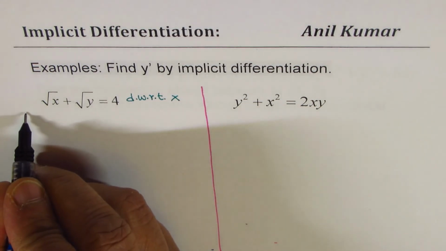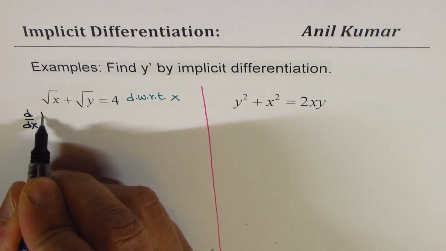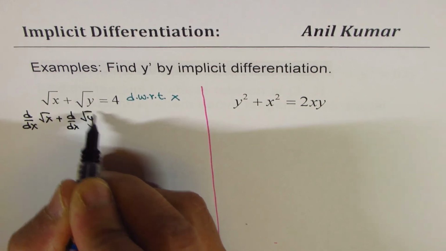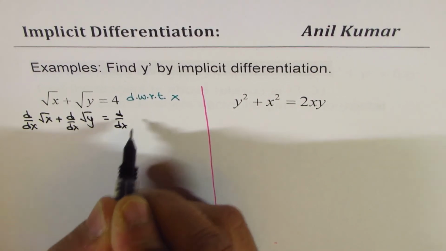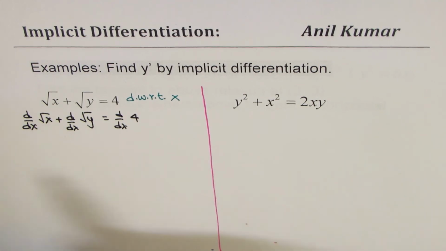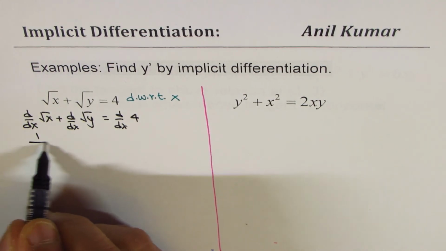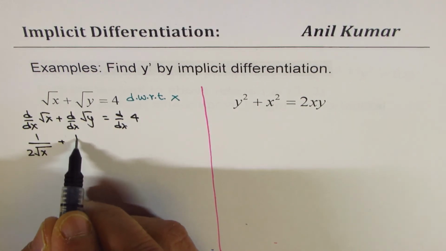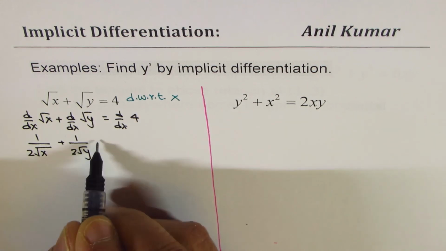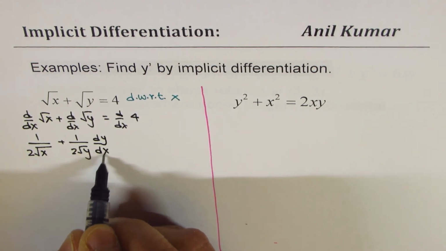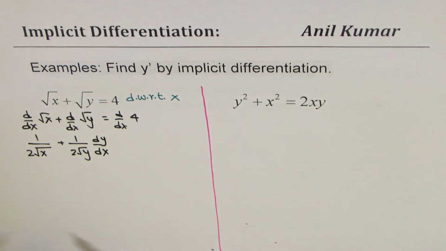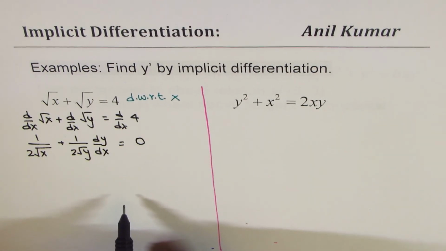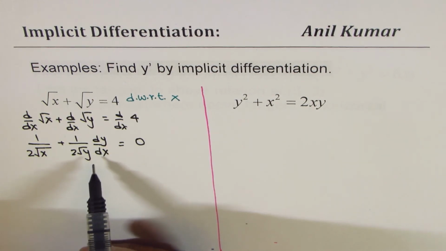So basically, we want to find d/dx of square root x plus d/dx of square root y, which should equal d/dx of 4. Now d/dx of square root x is 1 over 2 square root x. That of y will be 1 over 2 square root y times dy/dx, correct? Derivative of the inside function, which is y. And the derivative of a constant is 0. We need to find dy/dx, so let's isolate it.